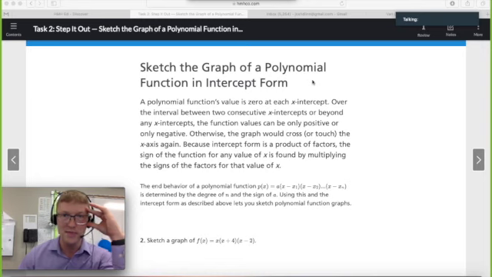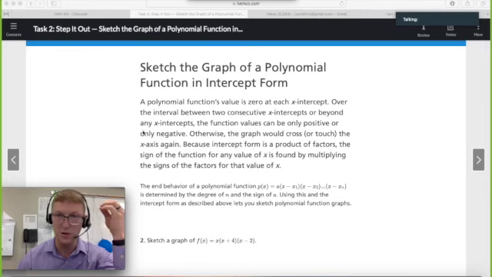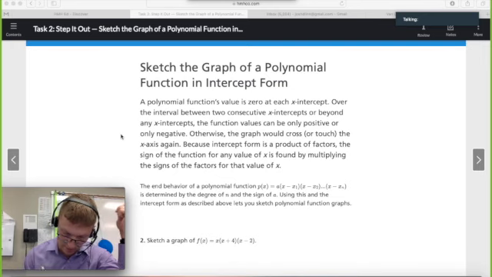Because intercept form is a product of factors, the sign of the function for any value of x is found by multiplying the signs of the factors for that value of x. The end behavior of a polynomial function is determined by the degree n and the sign of a. a is that number right out front. Use this and the intercept form, as described above, to sketch the polynomial function graphs. Okay, so real quick before we get started, what in the world did all of that say? Because it's a lot there.